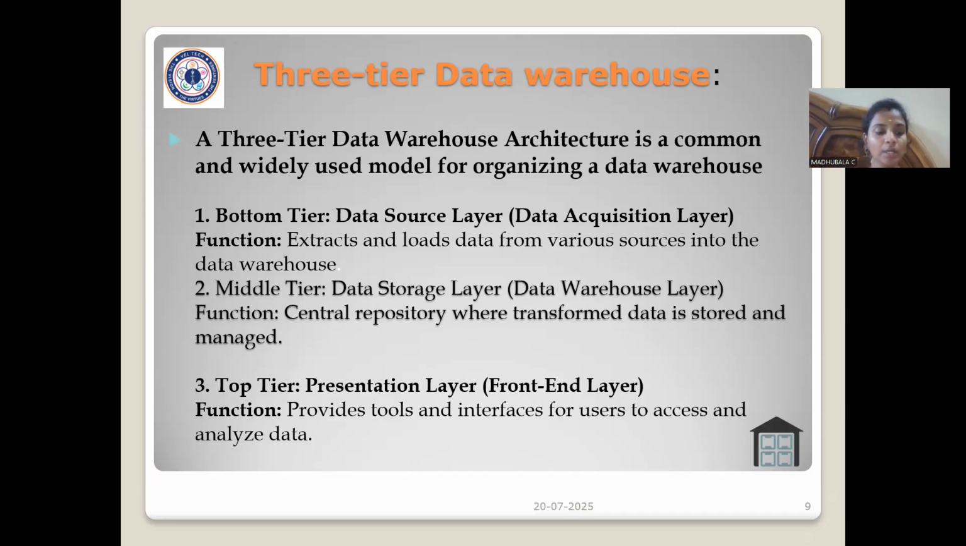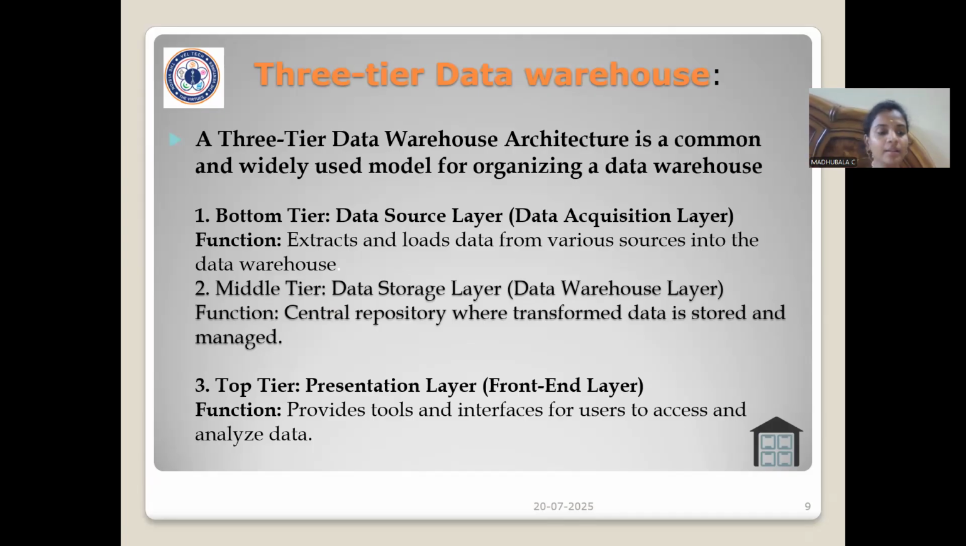Here, the bottom tier extracts and loads data from various sources into the data warehouse. Just imagine a bottom tier, a middle, and a top. The bottom layer is the source layer, the one who gives the source data to the data warehouse. And the one who accesses the data warehouse is the top layer, the front-end layer.